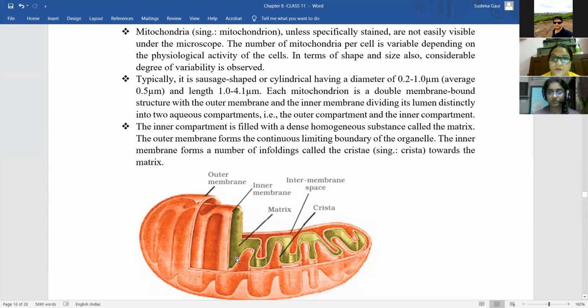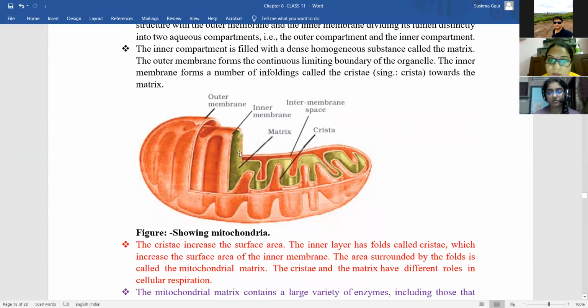The outer membrane forms the continuous limiting boundary of the organelle, and then the inner membrane. The inner membrane will consist of two things. This green color represents the matrix, and this orange color represents the cristae. So it will again be divided into two regions. It will consist of some tubular structures. The inner portion of the tubular structure is known as the matrix, and the outer side facing towards the inner membrane is known as cristae.